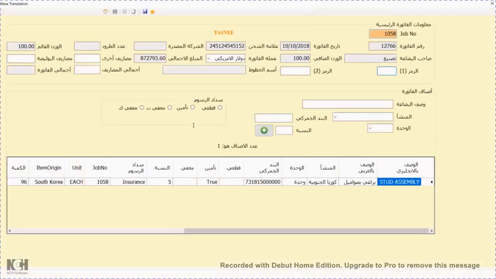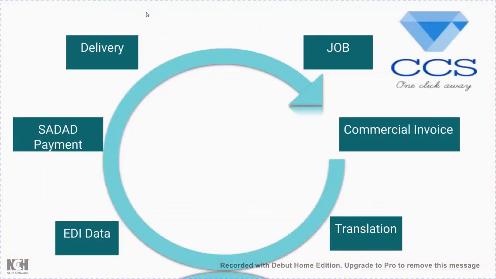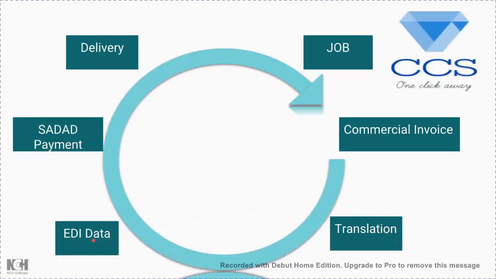So magically, CCS prepared the translation form in one click only without any interference from the end user. And it doesn't matter if it's one line item or 100 line items. So the only thing that we need to do now is to click the Save button. By now, we have completed the translation step, and that takes us to the ADI data.